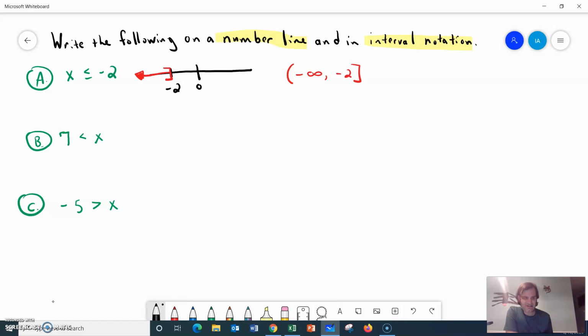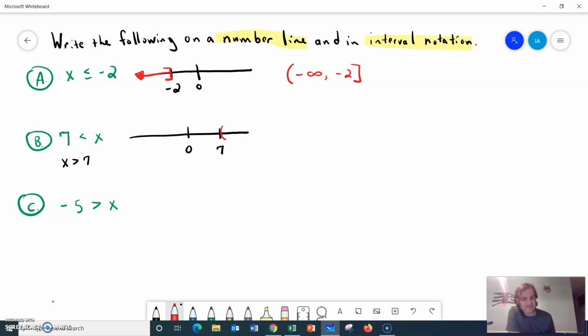The second one here, 7 is less than x, so we'll throw down 0 and 7 is to the right. 7 is less than x, so you may like that or you may not. You could always rewrite it as x is greater than 7. You should see the same thing there. But 7 is less than x, which means 7 is the smallest number. Or if you say x is greater than 7, you want the numbers bigger than 7.